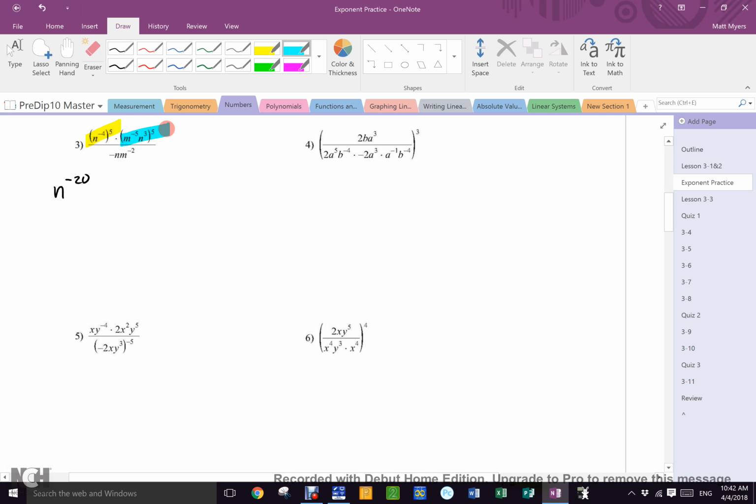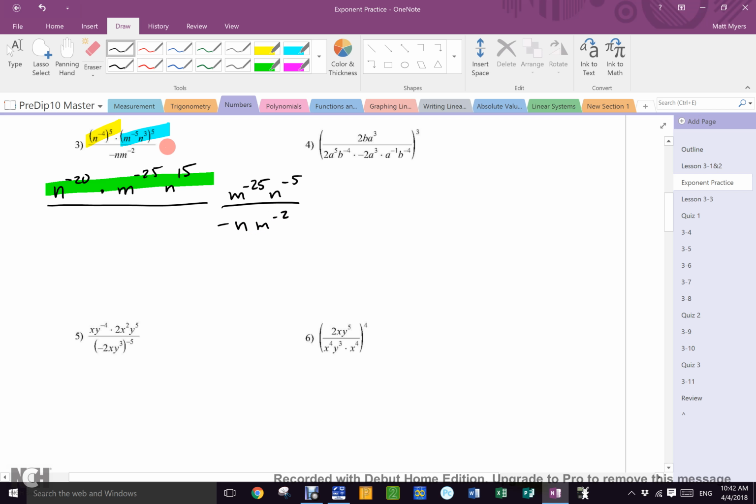Then can I simplify there? Yep. What's that? m to the negative 25. m to the negative 25 and n to the 15, right? That's my numerator. Now, can I simplify there again? The n's, right? Negative 20 plus 15 is n to the negative 5. So my numerator is m to the negative 25, n to the negative 5, over. Did I do anything down here? Not yet. Negative n, m to the negative 2.